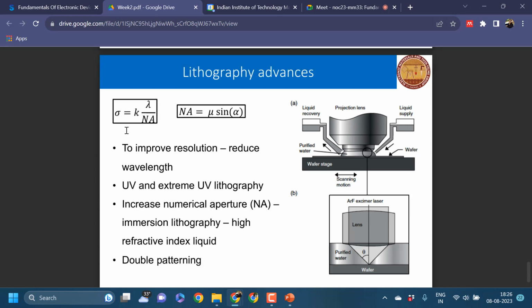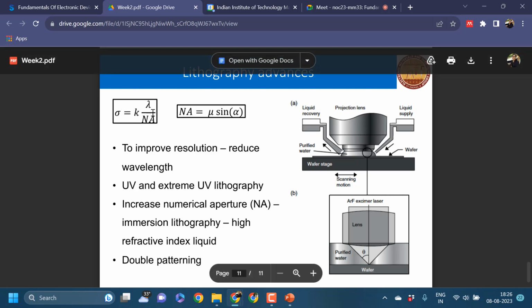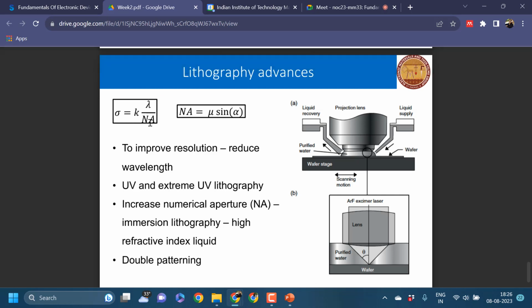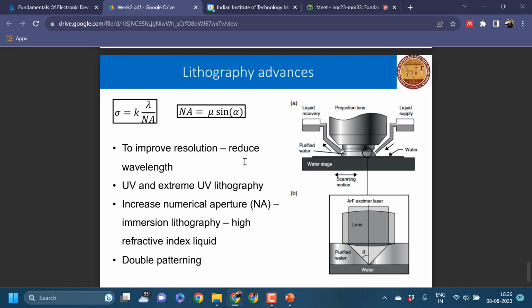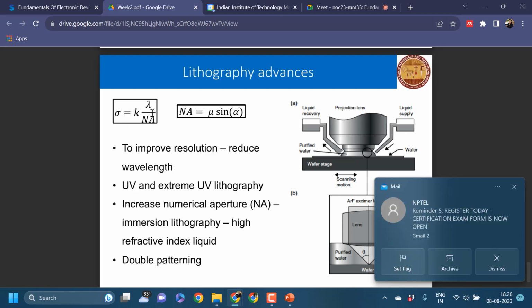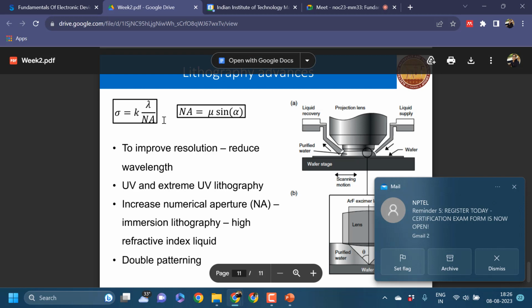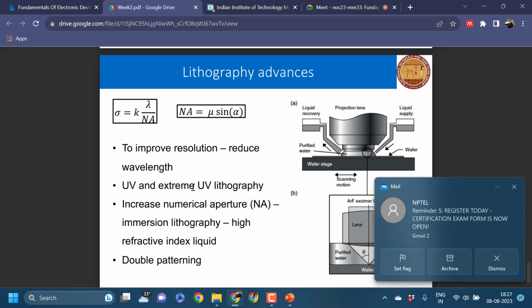So in order to control the feature size, we can tune either the wavelength of light that is used or the numerical aperture. Smaller feature size means more resolution, right? So in order to reduce the sigma, we can either reduce the wavelength, UV and extreme UV lithography can be used, or we can increase the numerical aperture.